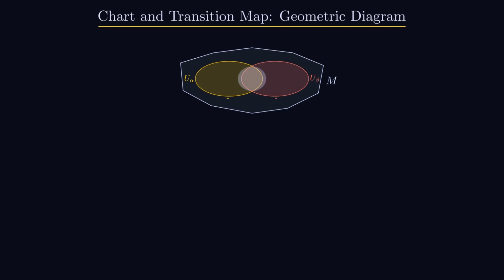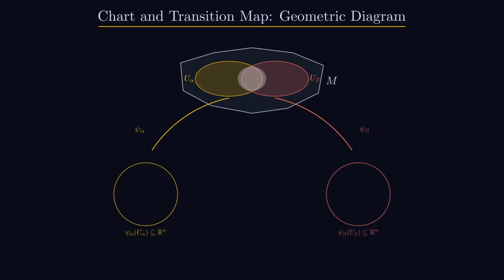Each chart maps its patch homeomorphically into Rn. The chart psi alpha maps U alpha into the left disk and psi beta maps U beta into the right disk. All of calculus will take place inside these Euclidean disks. The image of the overlap region under each chart is highlighted inside the disks. Psi alpha maps U alpha intersect U beta to the shaded region in the left disk. Psi beta maps that same overlap to the shaded region in the right disk. These two shaded regions are the domain and codomain of the transition map.